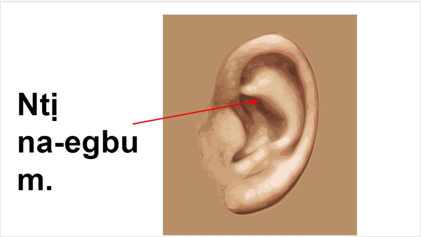And ntị na-egbu m, your ear is aching. Ntị na-egbu m. Like I said, it's coming from inside. You can say ntị na-egbu m, that's pain that comes from inside. But when the outside part of the ear is hurting, you can say ntị na-afụ m ụfụ, when it's just hurting due to something that happened, external touch or something, someone squeezed the ear. That one is expressed as ụfụ. But that ache that comes from within due to maybe an infection or the other, you call it mgbu. So ntị na-egbu m in that case.